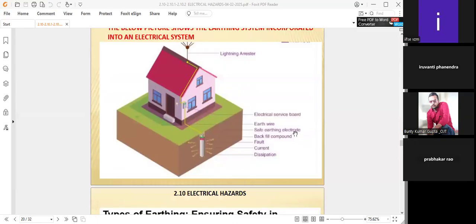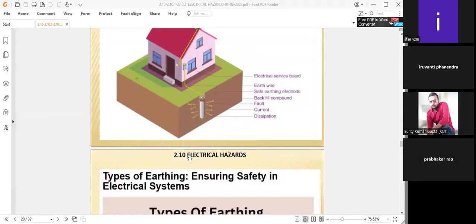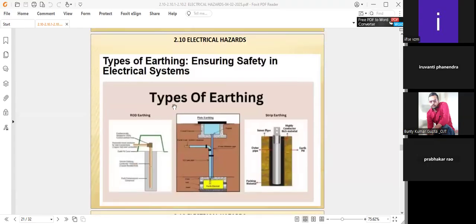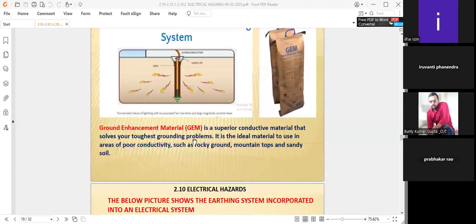Earth wire, soil, earthing electrode, backfill compound, fault current dissipation: these will be taken care of when you are making the earthing portion. So the types of many earth conditions will be taken care of. Various guidelines are there for the earthing for ensuring safe electrical systems. Even if the soil condition is not encouraging, make the soil fit by using the GEM.